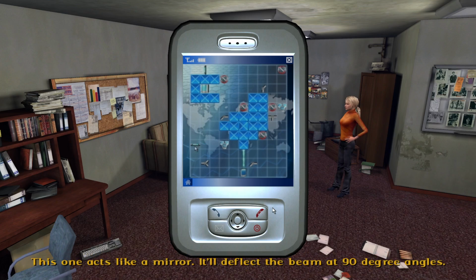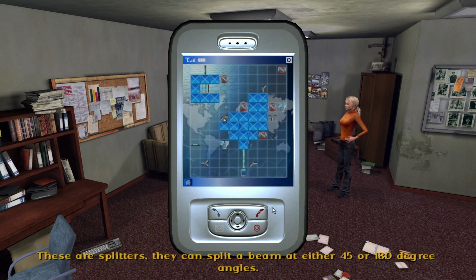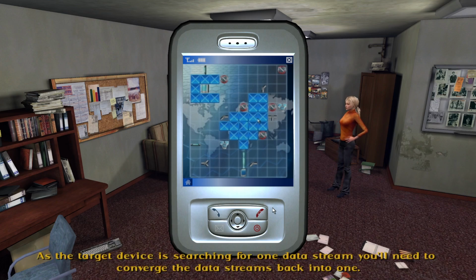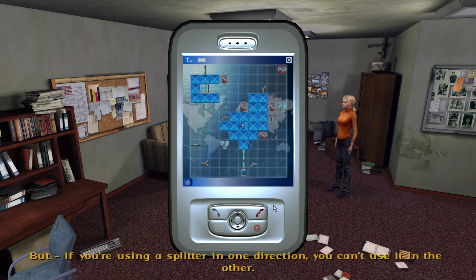This one acts like a mirror. It'll deflect the beam at 90-degree angles. This one refracts your beam at 45-degree angles. These are splitters. They can split a beam at either 45 or 180-degree angles. As the target device is searching for one data stream, you'll need to converge the data streams back into one. You do this using a splitter, but in reverse. But if you're using a splitter in one direction, you can't use it in the other.